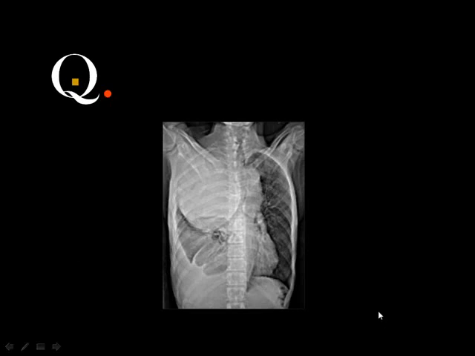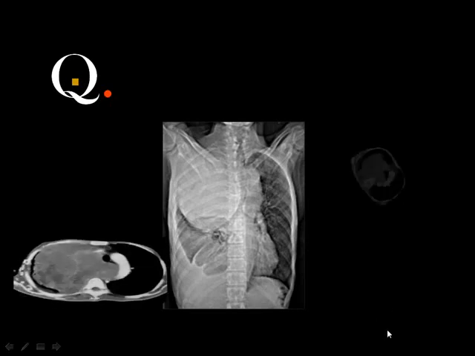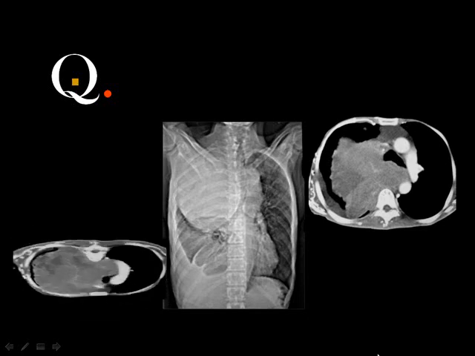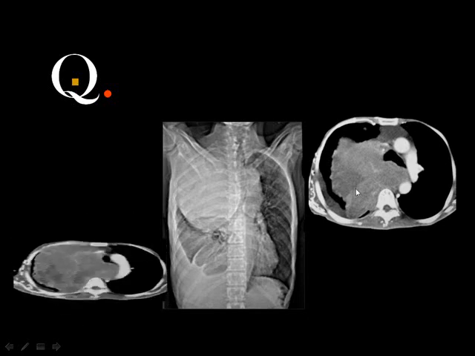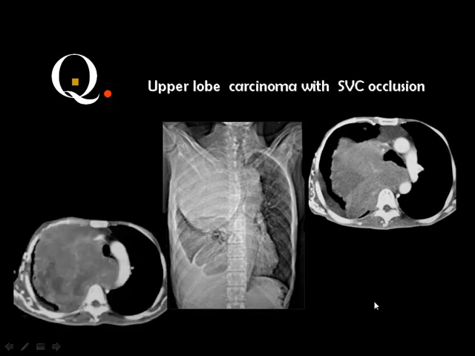Nodule, mass, patch, cavity: mass. CT. Bronchogenic carcinoma with pleural effusion. Okay.